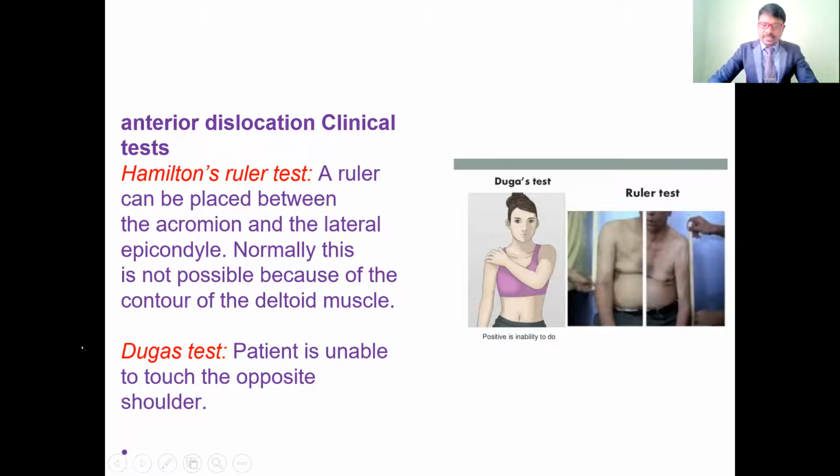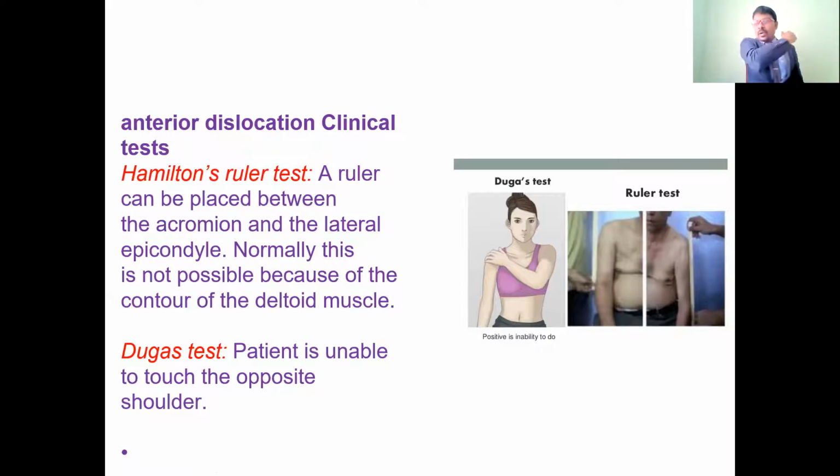Another test is the Dugas test. In the Dugas test, if anybody complains of a history of a fall, with the arm flexed, abducted and in extension positions, and they get a dislocation or subluxation in these positions, you ask the patient to hold the opposite shoulder. In this position it is very difficult for those who have an anterior dislocation.